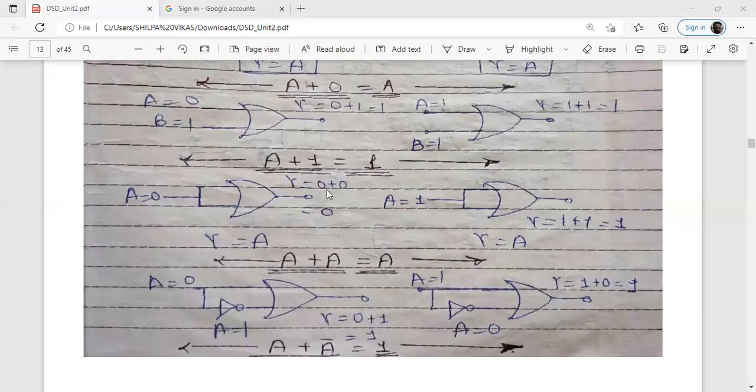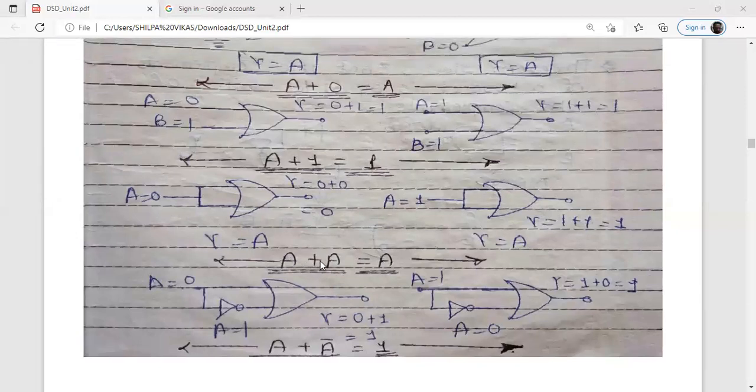The third OR law is a plus a is equal to a. Now see here, both inputs are the same, so we connect both inputs to a single input, that is a. So y is equal to 0 plus 0, output is 0, and if we connect both inputs to 1, then y is equal to 1 plus 1, output is 1. So again it is proved that if both inputs of the OR gate are the same, then the output is the same as the input. So a plus a is equal to a, and a plus a bar is equal to 1.